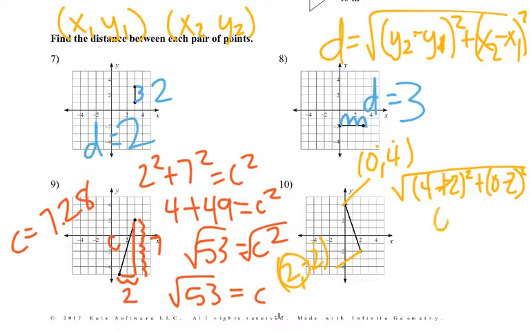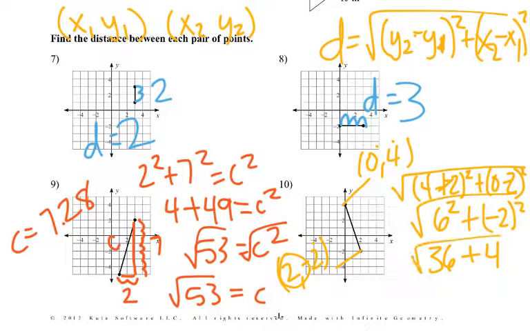4 minus a negative 2 is like plus. 4 plus 2 is 6. So we get 6 squared plus 0 minus 2 is negative 2, so we get negative 2 squared. 6 squared is 36. Negative 2 squared is positive 4. These are all under a radical. So we'd get the square root of 40, which, when we type it into a calculator, gives us about 6.32 for our answer. So there's two different ways you could do those.